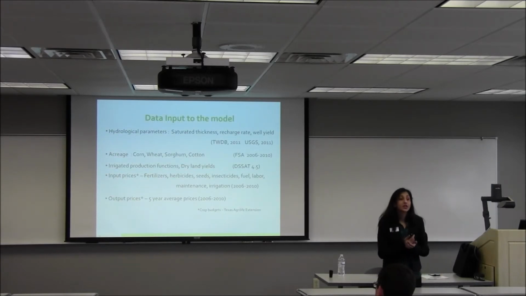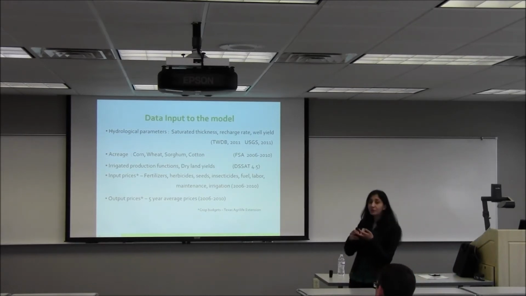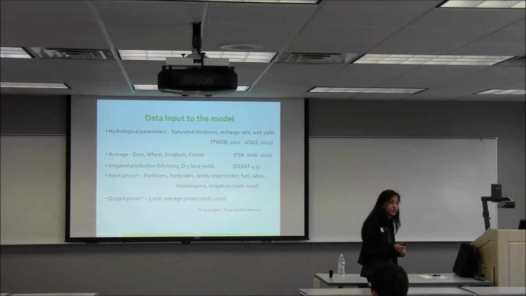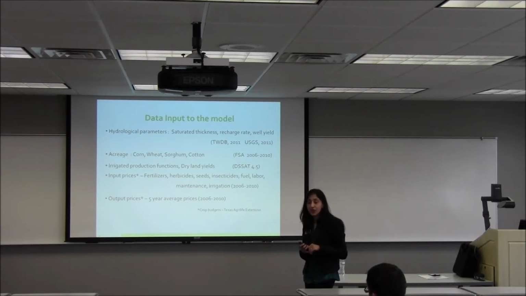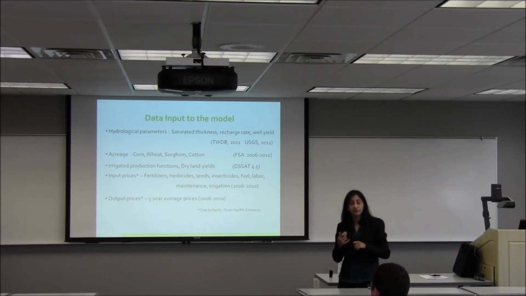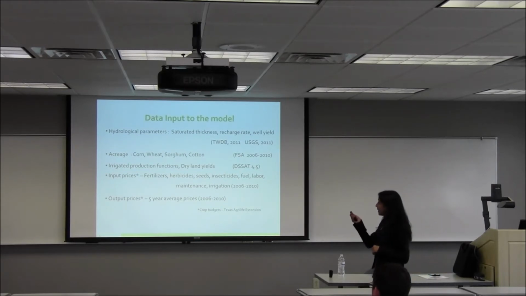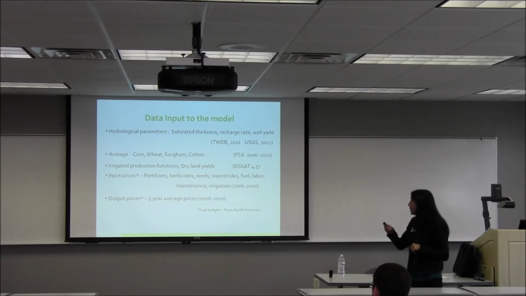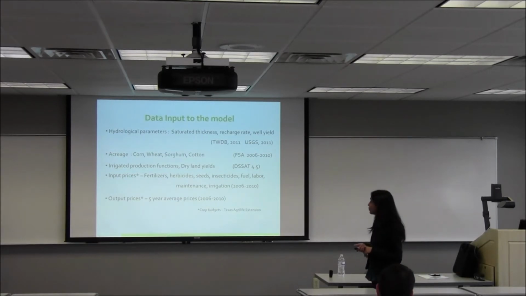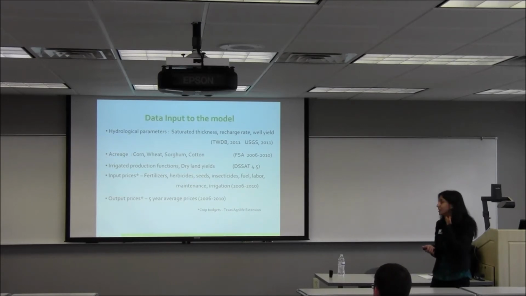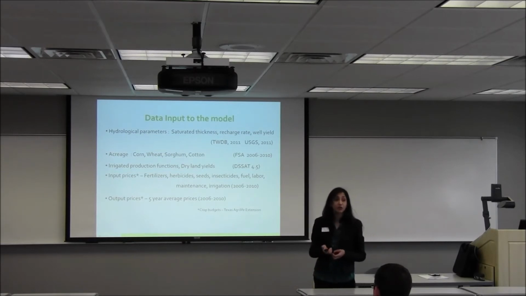The data input to the model consisted of hydrological parameters like saturated thickness, recharge, and well yield, which are pretty much just geological parameters that we got from the USGS, and also from Texas Tech University's Geospatial Center, who do a lot of work on estimating these parameters from one year to the other for the aquifer. We also took acreages from the FSA, a 5-year average, and input and output prices from the crop budgets at Texas AgriLife Extension, which was also an average figure. And definitely the irrigated yield functions and the dryland yields are coming from the crop models.